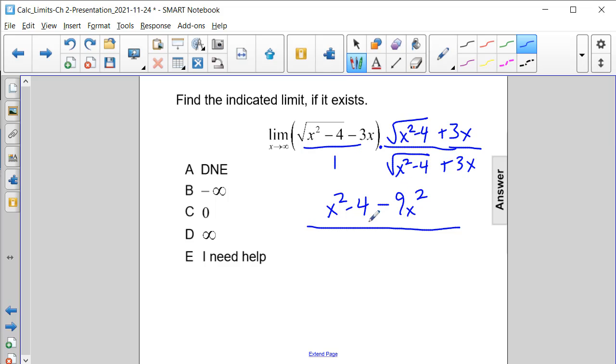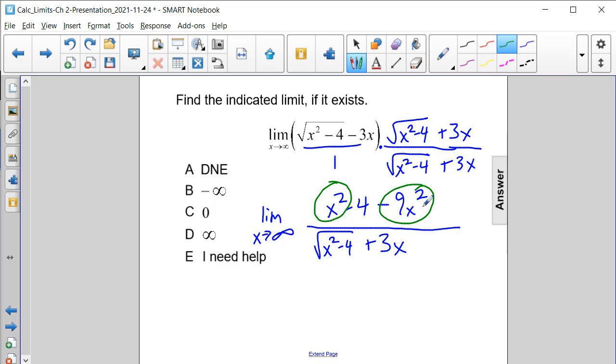And then in the denominator, we will now have the square root of x squared minus 4, and then plus 3x. We're going to take the limit of this as x approaches infinity. All right, we see some like terms in the numerator, so we can combine these together. We're going to have negative 8x squared plus 4 over the square root of x squared minus 4 plus 3x, and we're going to take the limit of this as x approaches infinity.